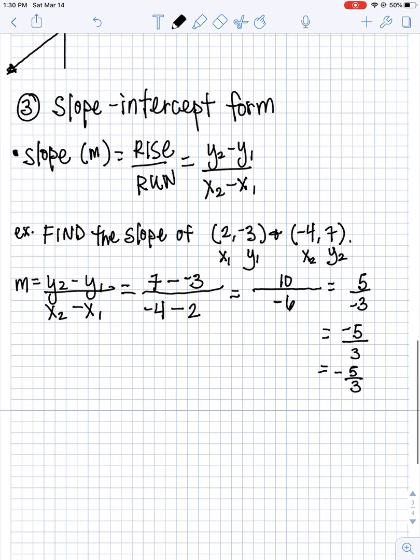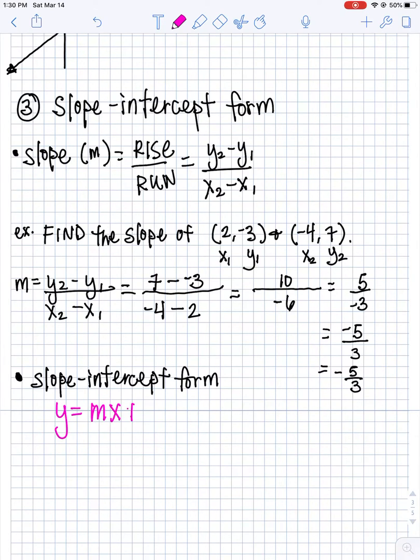So there is an example of finding slope between 2 ordered pairs. Okay, so now I can introduce another big idea, which is called slope-intercept form, which is what I was hoping to get to. But slope-intercept form, which is so important, is y equals mx plus b.